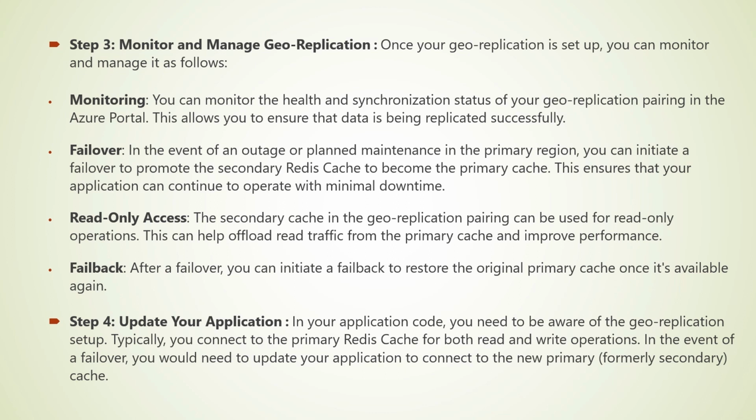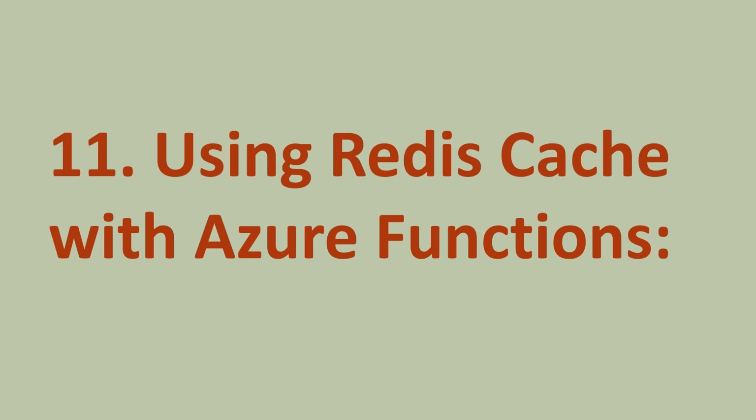Step 4. Update your application. In your application code, you need to be aware of the Geo-Replication setup. Typically, you connect to the primary Redis cache for both read and write operations. In the event of a failover, you would need to update your application to connect to the new primary, formerly secondary, cache. 11. Using Redis Cache with Azure Functions.